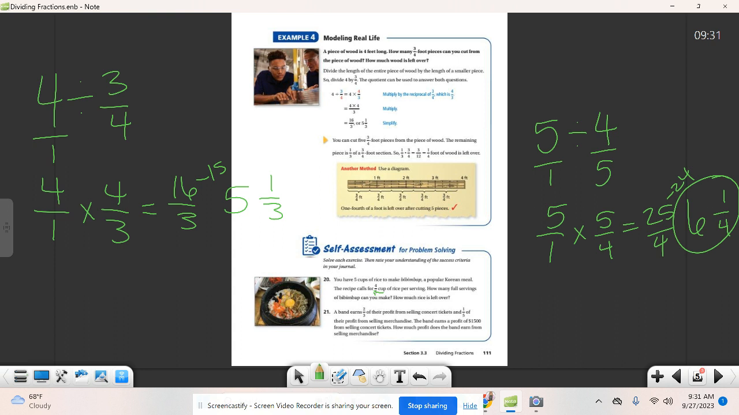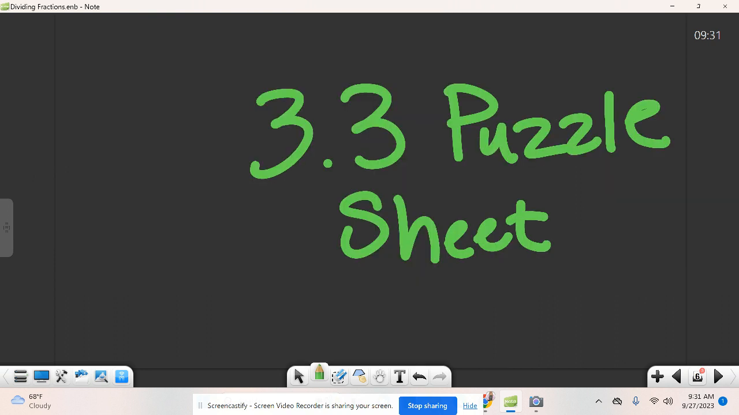Alright, so what you're about to do, okay, because that's all we're doing today, you're going to do that section 3.3 puzzle sheet. Okay? 3.3 puzzle sheet on that white paper. Whatever you do not finish is your homework tonight. So you have 30, 40 minutes in here. So you have plenty of time to get it done.